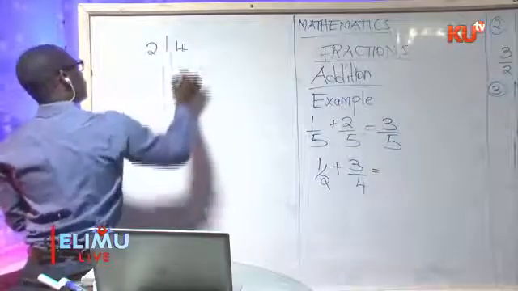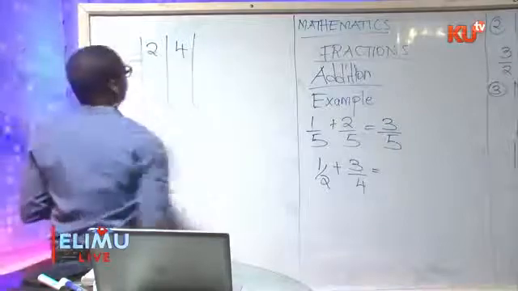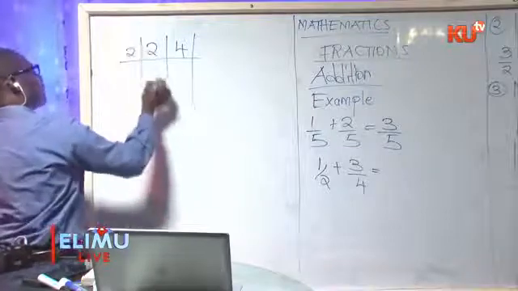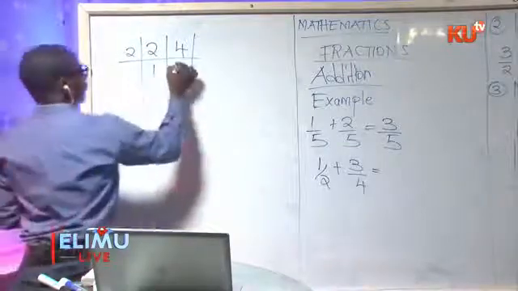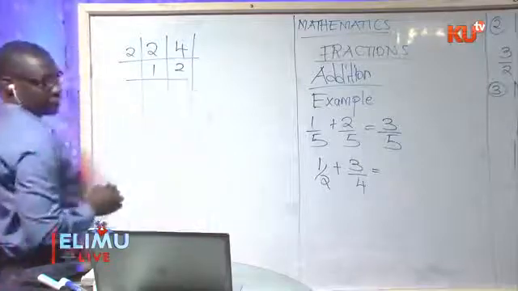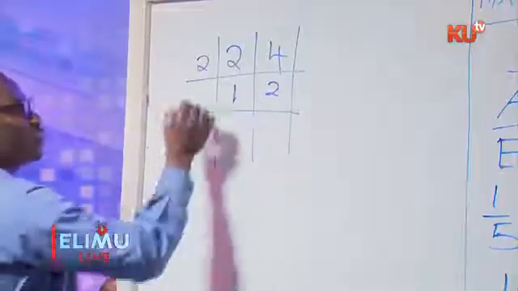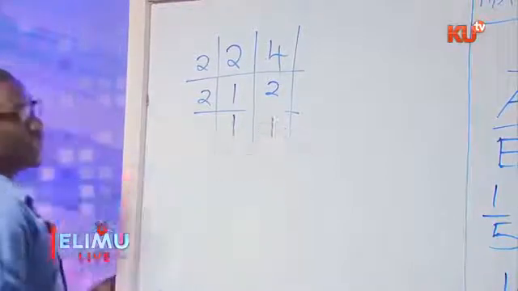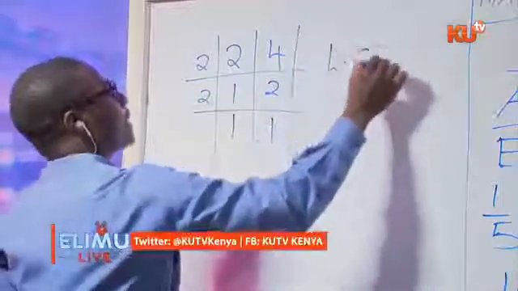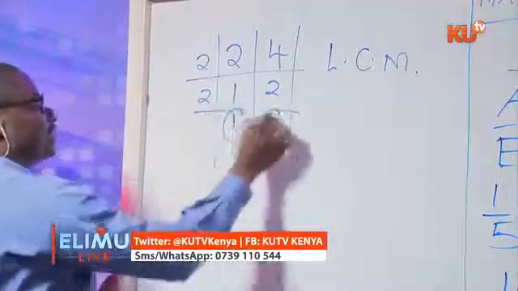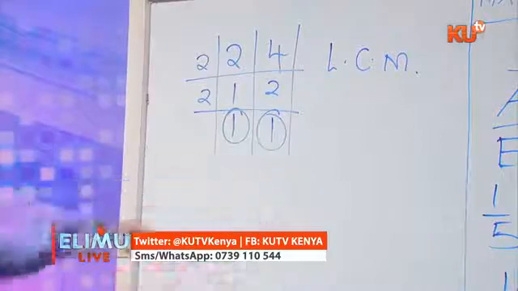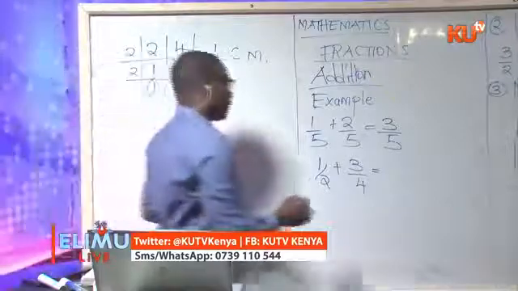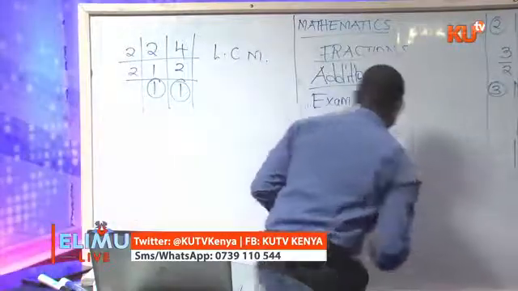So 2 and 4, we are working out the LCM. First, you look for a number that can divide 2 and 4, which is 2. 2 will divide 2, 1. 2 will divide 4, 2 times. Then you look for another number that can also divide 1 and 2, which is 2. 2 will divide 1, 1, and 2, 1. When you're working out the LCM, make sure that the last numbers down here are 1 and 1. Then you multiply the numbers that are here. So 2 by 2 is 4. Therefore, our LCM here is 4.